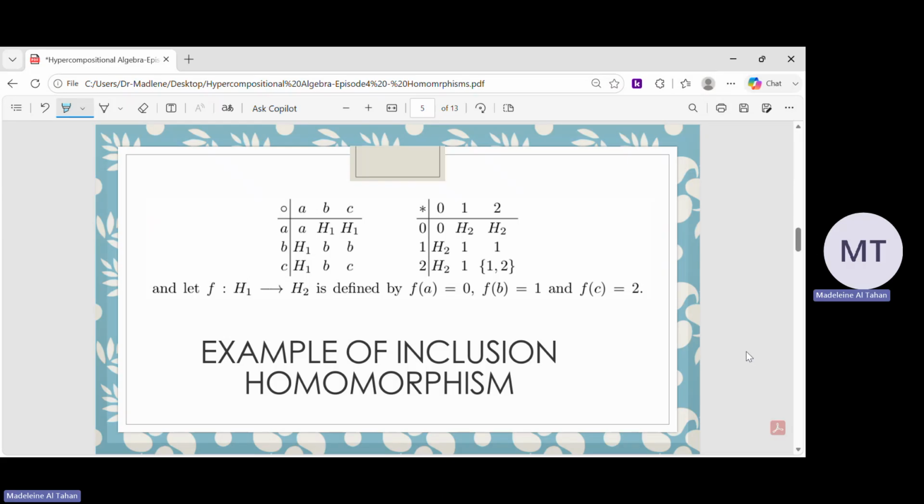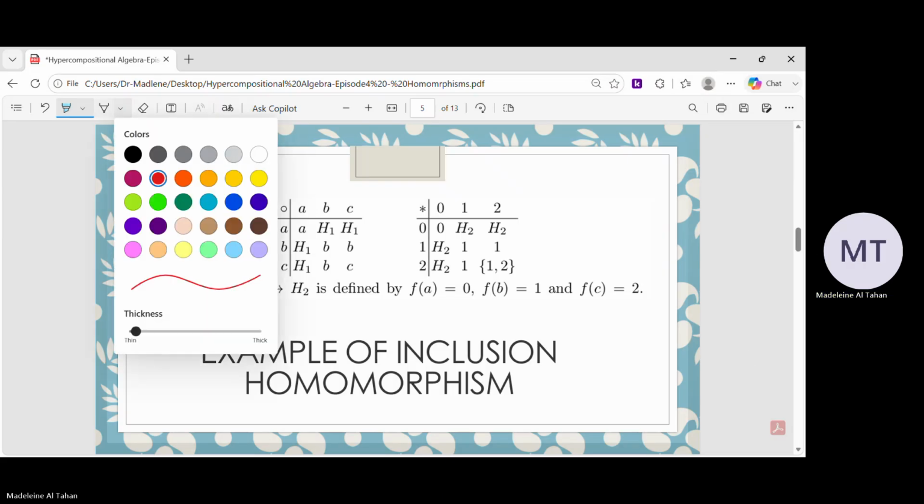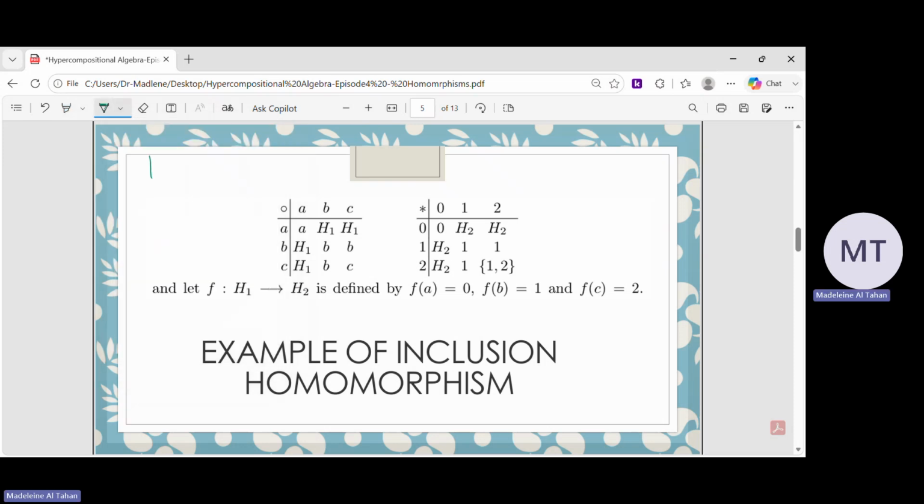Let's give a concrete example. Here we have two hypergroups: H1 with circ, and H2 with star. We are taking a map from H1 to H2 such that A is mapped to 0, B is mapped to 1, and C is mapped to 2. First of all, f is a well-defined function. We're saying here that it is an inclusion homomorphism.